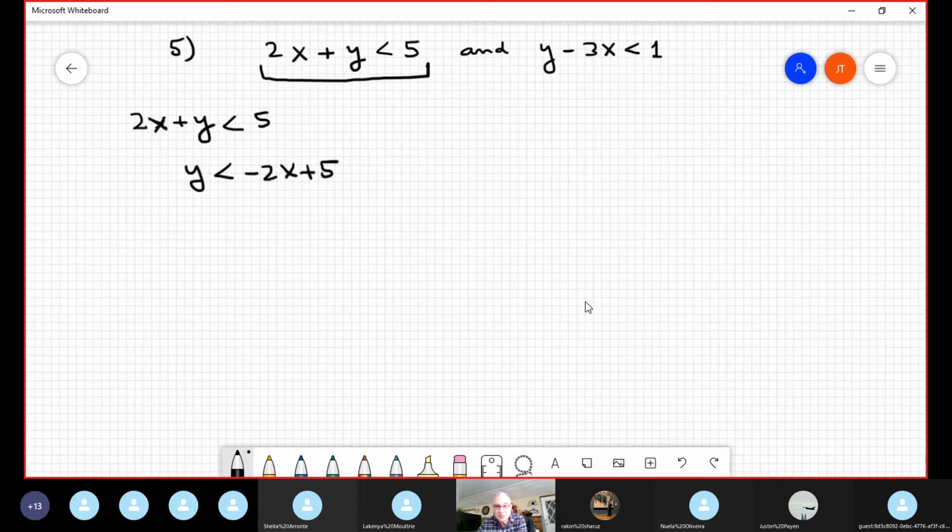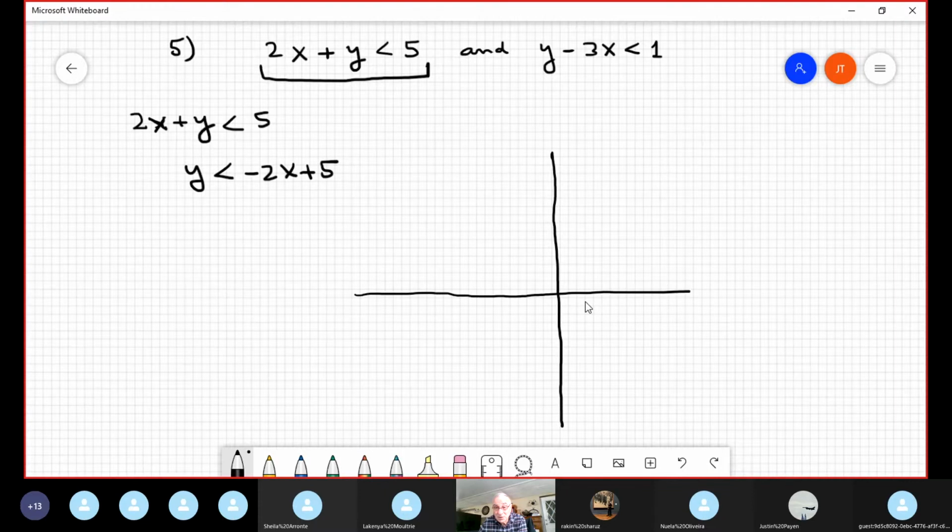Okay, this is my graph. Let me try to do my best. By hand is hard. In the physical paper, no, because they use a ruler. I have a ruler, but I don't like this ruler.